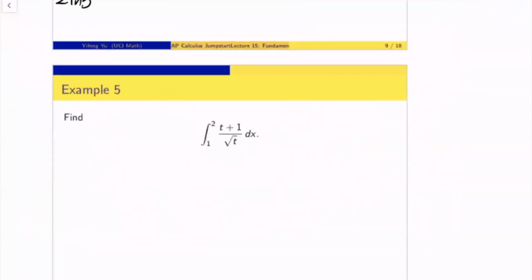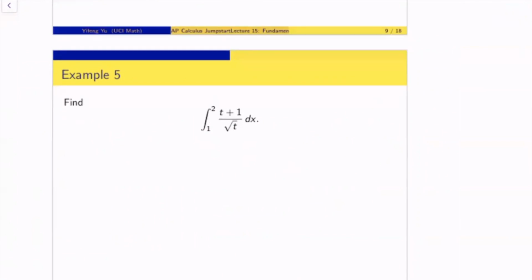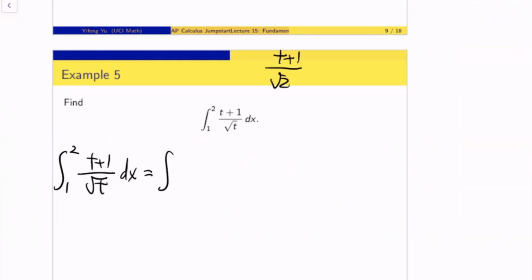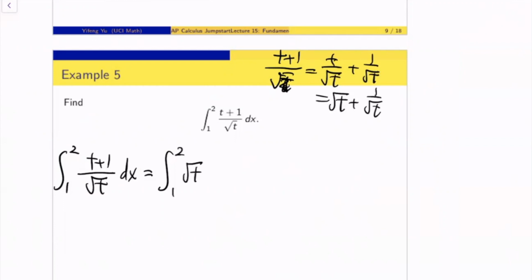Let's look at example 5. Here we want to look at the integral of the function. What we can do is separate this into two. This is the integral from 1 to 2 of (t plus 1) over the square root of t, dt. I can write this as t over the square root of t plus 1 over the square root of t. So t over the square root of t is the square root of t, plus 1 over the square root of t. So this is the integral from 1 to 2 of square root of t plus 1 over square root of t, dt.